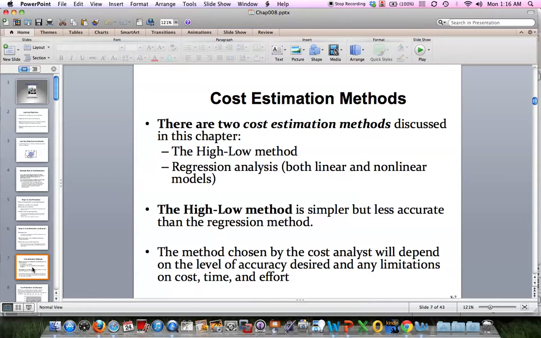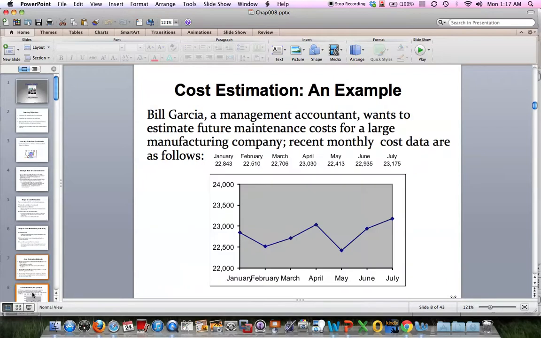We'd be spending more people time and maybe even buying some software and doing more data collection, and that would just raise the cost of getting this done. So sometimes it's just a matter of cost benefit. Is a high-low method easier, simpler, quicker? Will that result just be enough for us to come up with our answer and be okay with it?